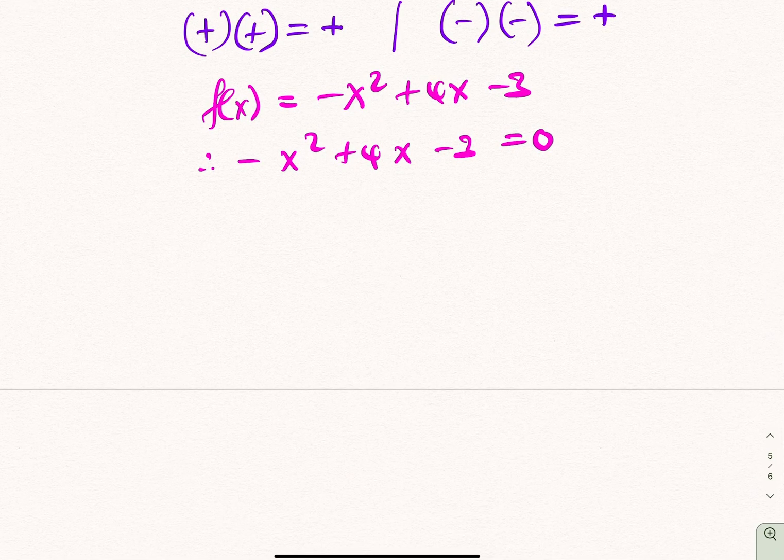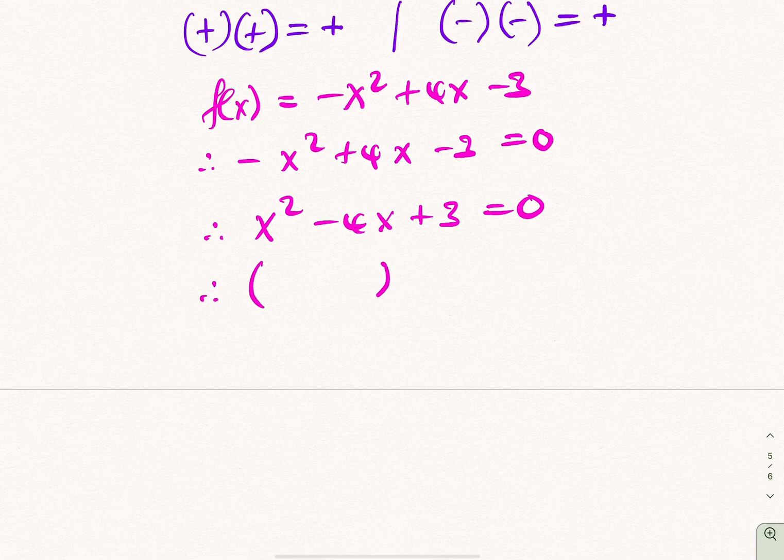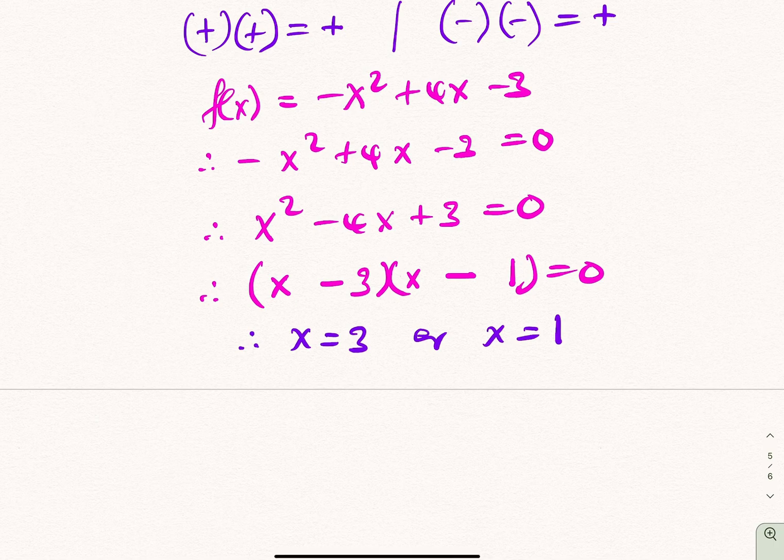So this is going to be x² - 4x + 3 if you divide throughout by -1 there. So you can do this by factorization, and that is going to be x, and then the factors are primarily going to be 3 and 1. They are all negative, I presume. So therefore, my x is going to be +3, or x is going to be equal to +1.